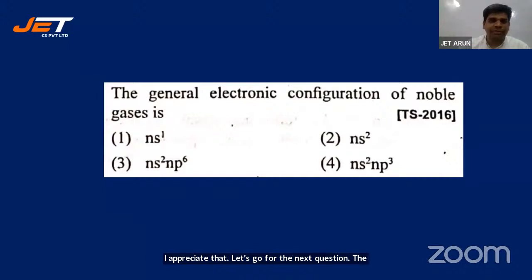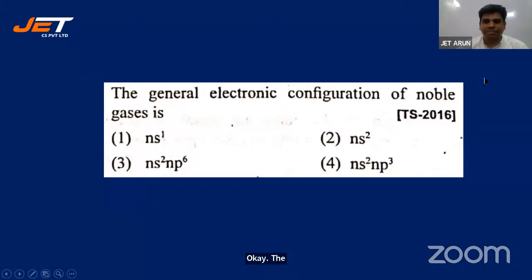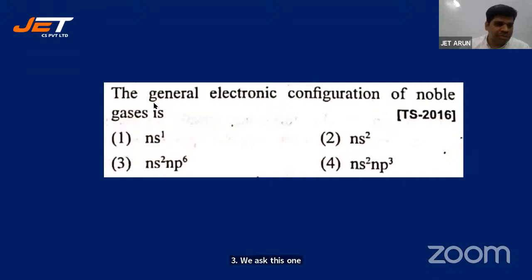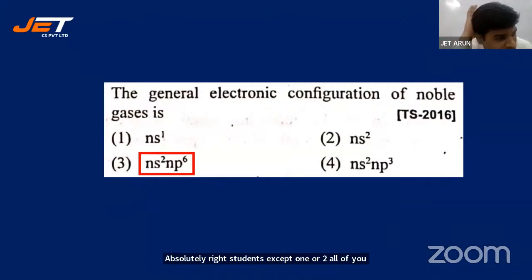The general electronic configuration of noble gases is... Three. Fatima says 3. Harshvardhan says 3. Virat says 1. Manichandan 3. Vaishali 3. Siddheksha 3. Rohit 3. Praneeth 2. Srija 3. Sorry, Srija is 1. Shruti says 3. Nuera says 3. Ruchita says 3. All of you are answering 3. Let's look at the right answer. Absolutely right, students. Except 1 or 2, all of you gave the right answer.